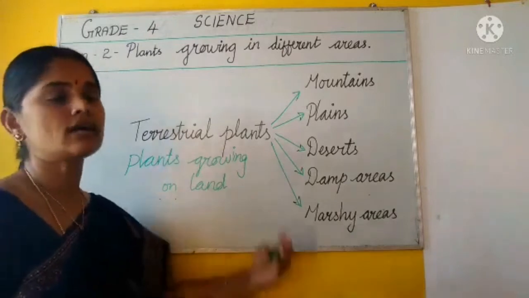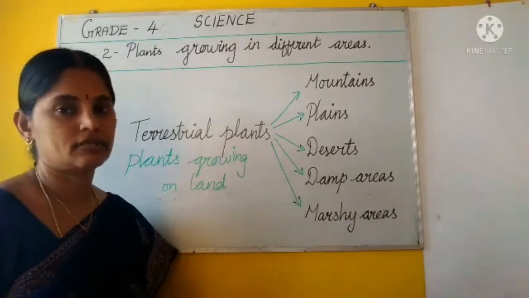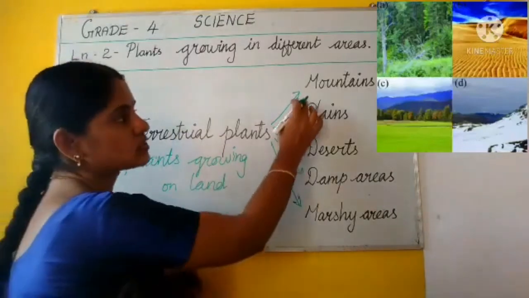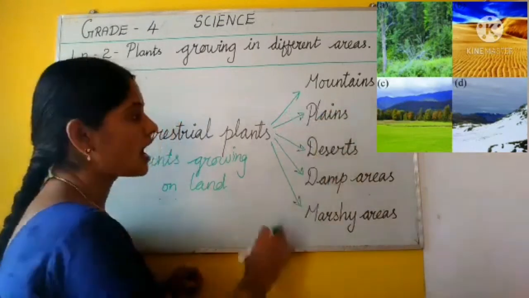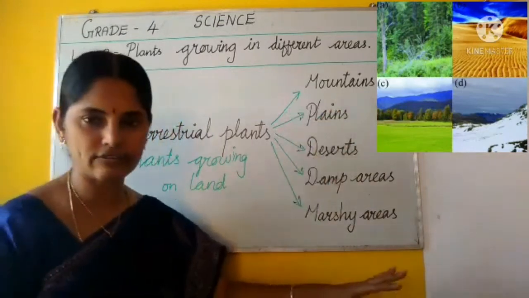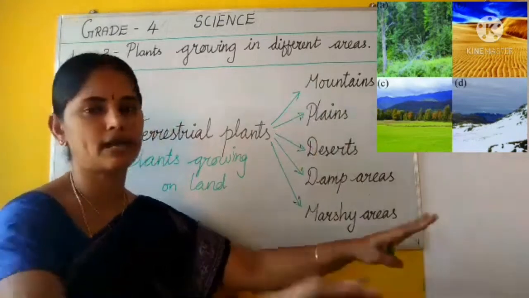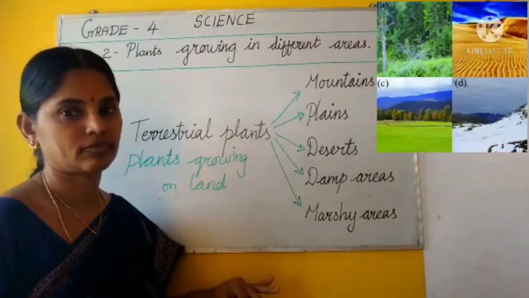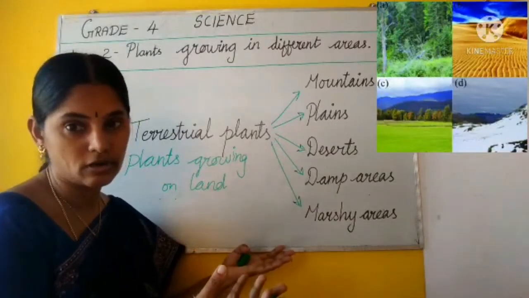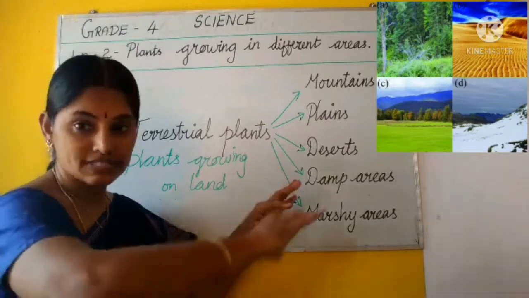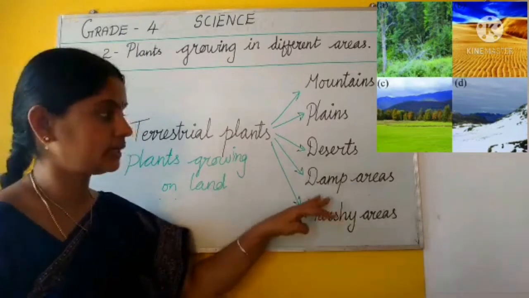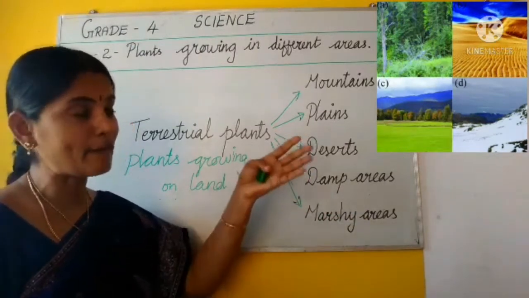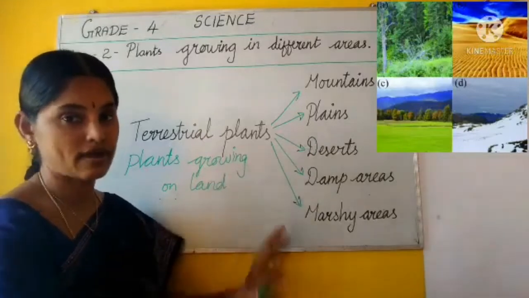What are the areas we find on the land? Some areas are mountain regions. Plants on mountains. And plain regions, where we are living now, the flat areas. Then desert regions. There is no water in the desert region, only desert sand is there. Then damp areas. Look at the pictures. Damp areas, the wet areas.